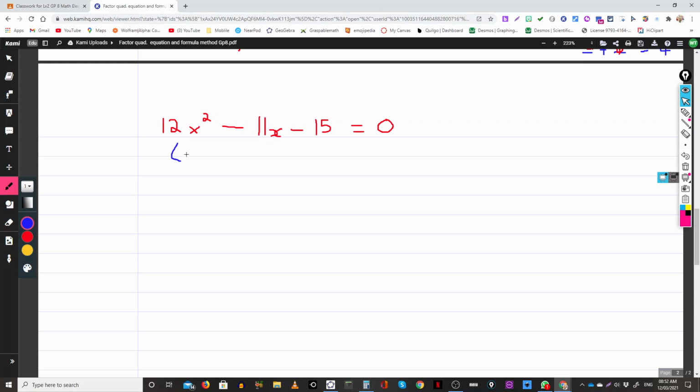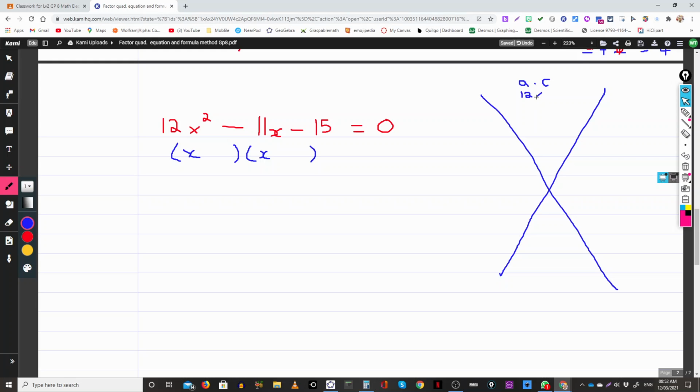We put our brackets, we put an x here, close bracket, open bracket, put an x here, close bracket. We want to factorize them, or find their factors. Find the two factors. Remember we need to multiply a and c, and a and c are 12 and minus 15. So 12 multiplied by minus 15 will give you minus 180.